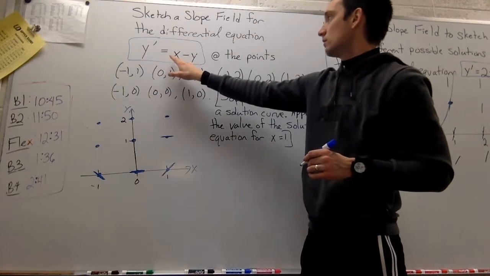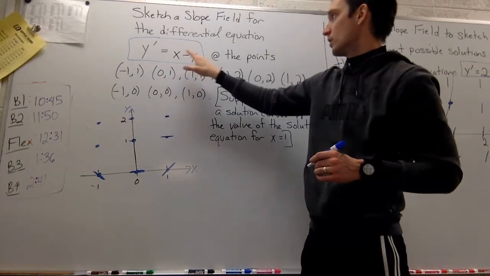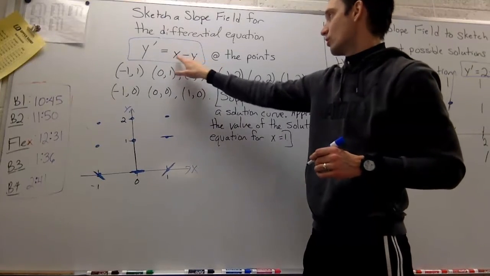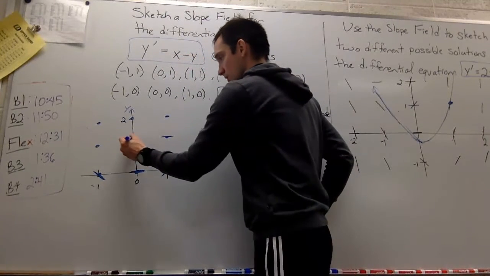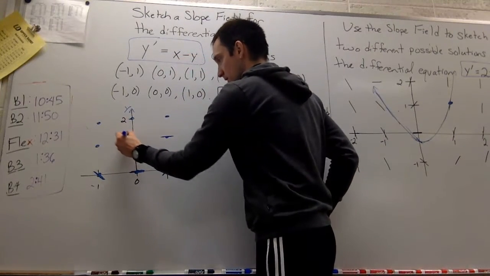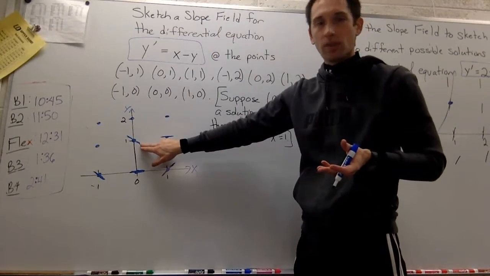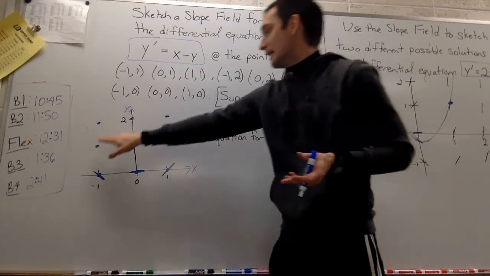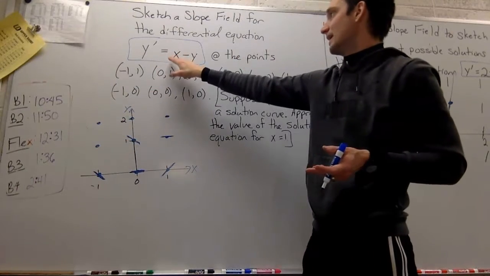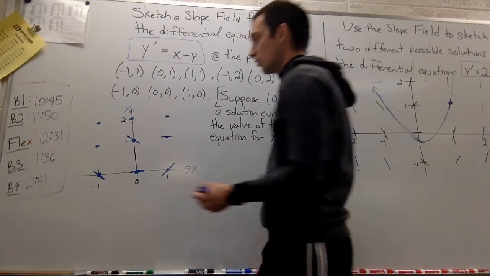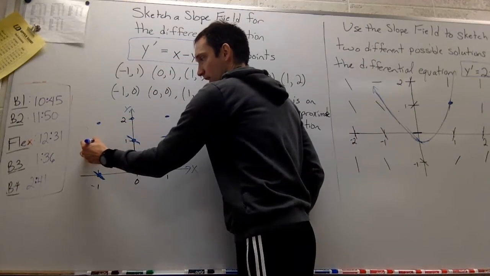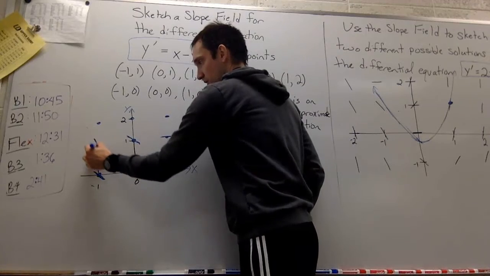0 comma 1 is plug in 0 for x, 1 for y. 0 minus 1 is negative 1. So this is going to have a slope of negative 1. So you try to draw a line segment with a slope of negative 1 there. And then negative 1 comma 1 would be negative 1 minus 1, which is negative 2. So you try to draw a line segment there with a slope of negative 2. That's a little steeper.